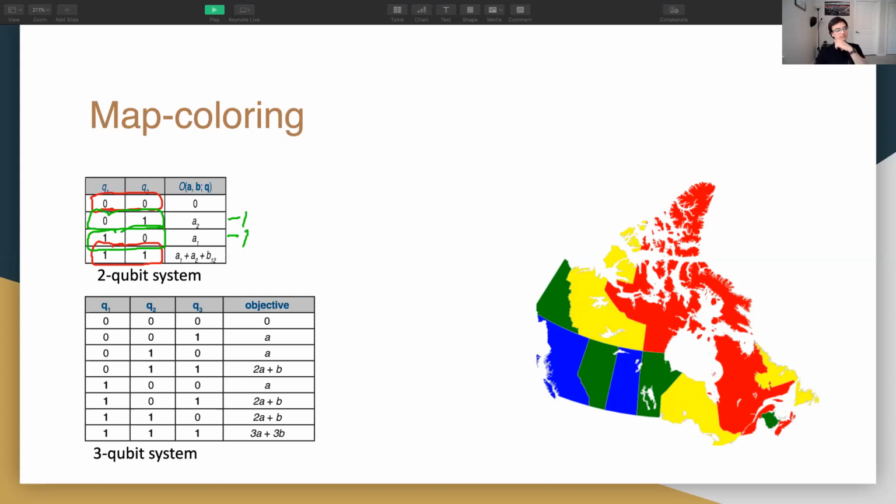Now for 1 and 1, for Q1 to be 1 and Q2 to be 1, I want to find a value of B such that A1 plus A2 plus B should be greater than -1. So I know that my A1 is -1, A2 is -1. I can assign my B to be 2. So here my B is 2. This will give me 0, -1, -1, and 0. Now, my two favorable outcomes have the least values.